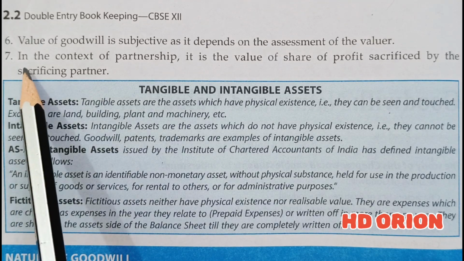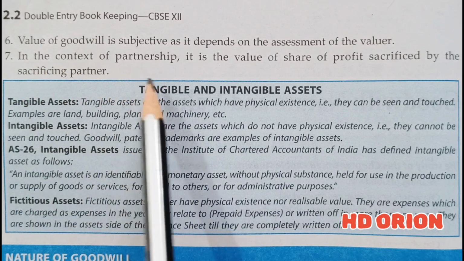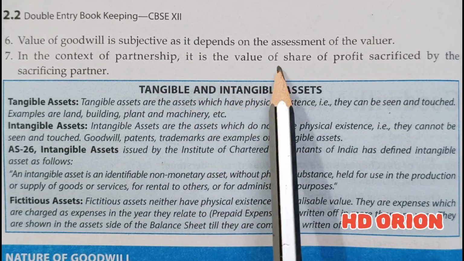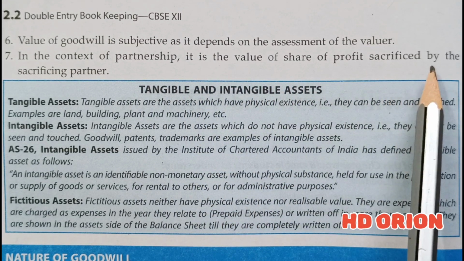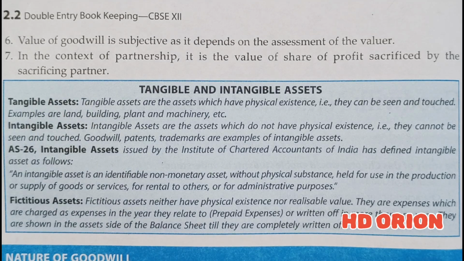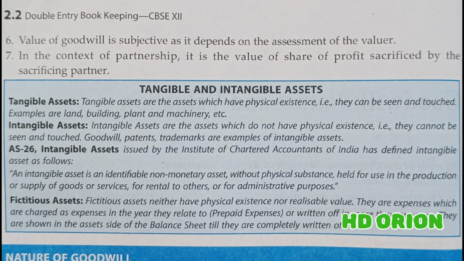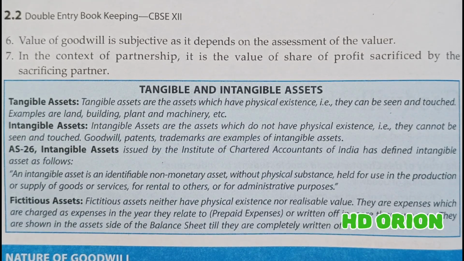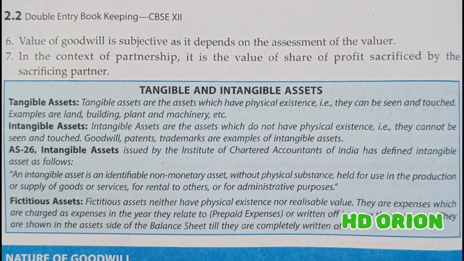Then the seventh point is that in the context of partnership, it is the value of the share of profit sacrificed by the sacrificing partner. In the context of partnership, we will always see it as the share of profit which is sacrificed by the sacrificing partner. This point we will understand later when we are solving the numerical problems.